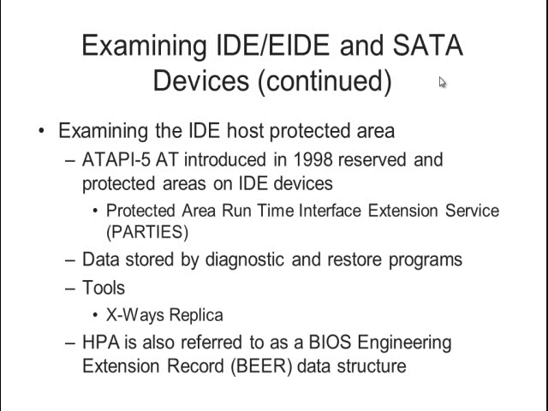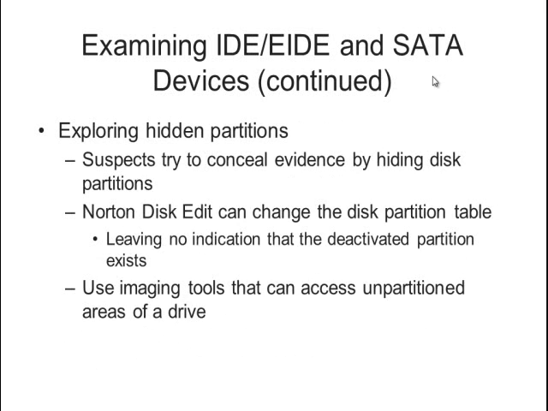One trick suspects use to conceal evidence is hiding disk partitions. Norton Disk Edit can be used to change the disk partition table so there's no indication that the deactivated partition exists. You should use imaging tools that can access unpartitioned areas of the drive.